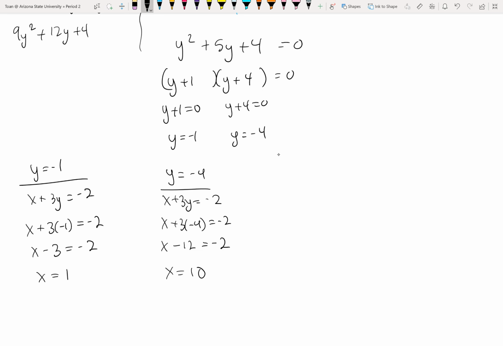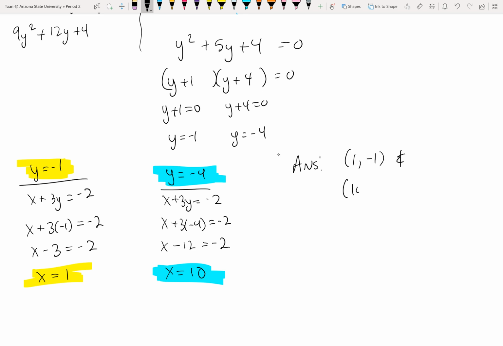Okay, I did all this. Hey, Mr. Vo, what's my answer? I got all these numbers here. I'm so confused. What you want to do is remember the linkage. This answer of x equals 1 is linked to this answer of y equals negative 1. This answer of x equals 10 is linked to this answer of y equals negative 4. You don't want to mix and match them. So you go ahead and write your answer as a coordinate, x comma y. So my answers are 1 comma negative 1 and 10 comma negative 4.